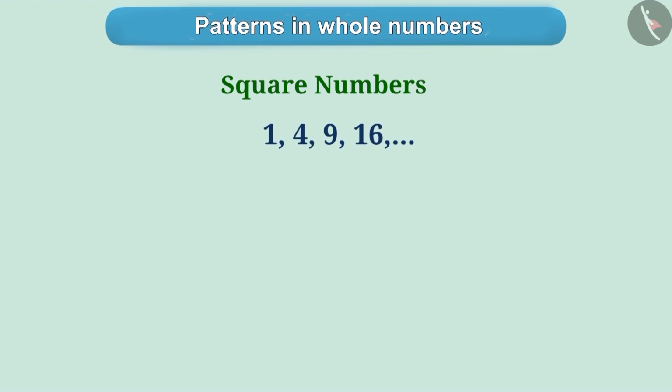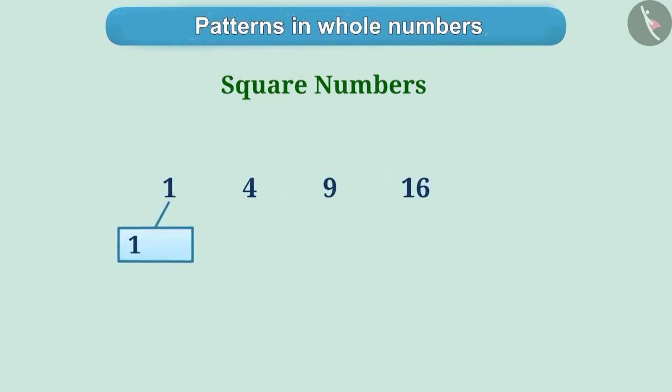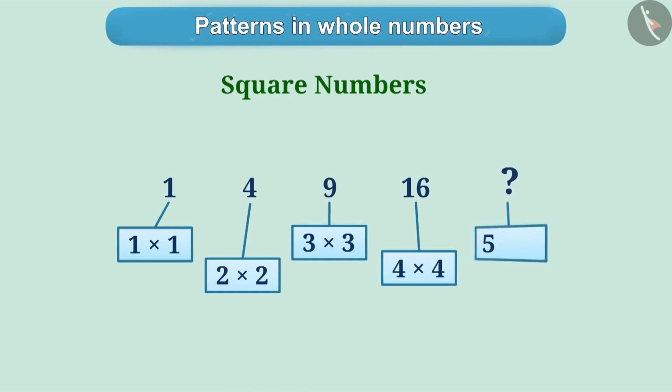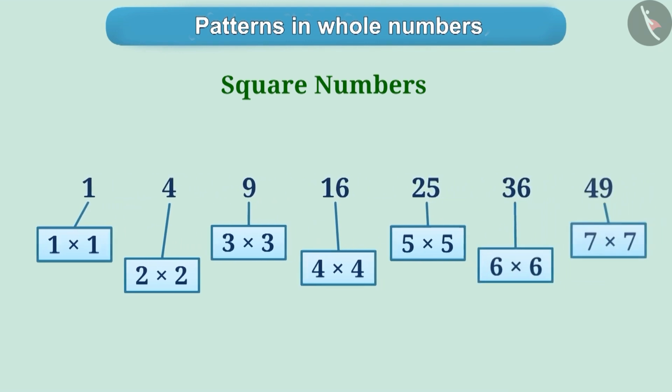Can you find any relation among these numbers? Think about it. Here, 1 multiplied by 1 is 1, 2 multiplied by 2 is 4, 3 multiplied by 3 is 9, and 4 multiplied by 4 is 16. Similarly, the next number, 5 multiplied by 5, is 25. Following this pattern, you can find the next square numbers.